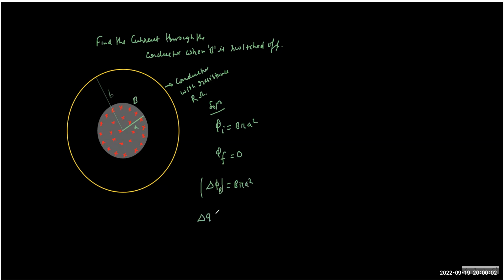And so the delta Q to the conductor will be B pi A square.